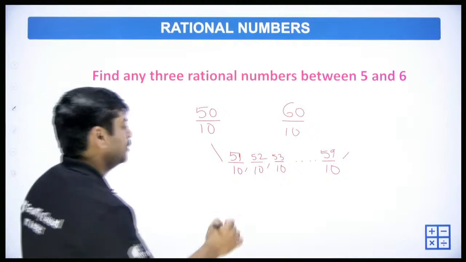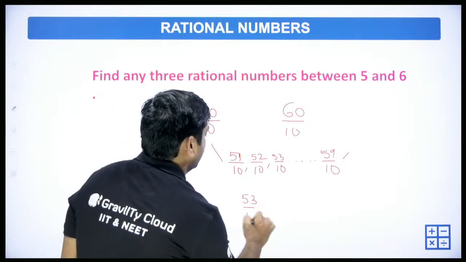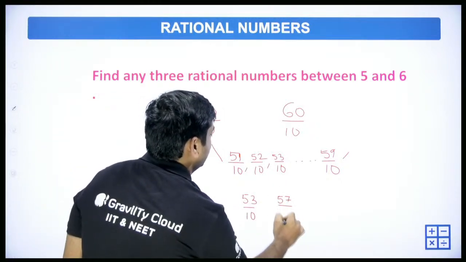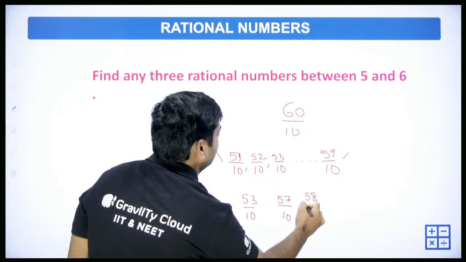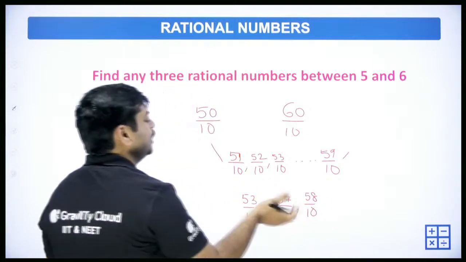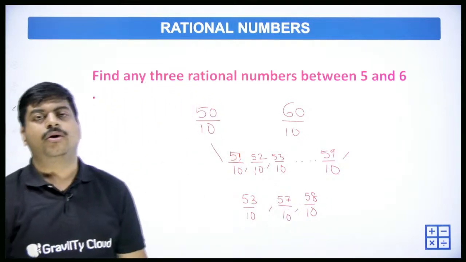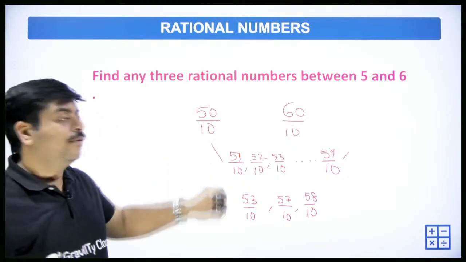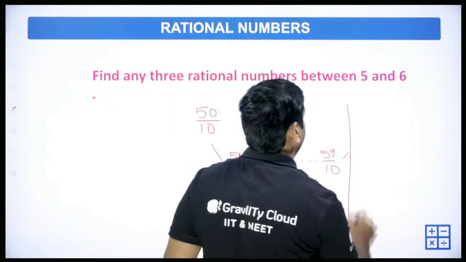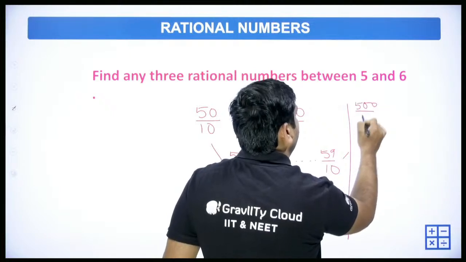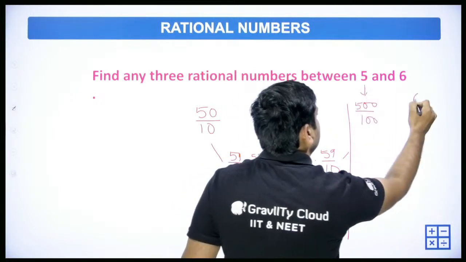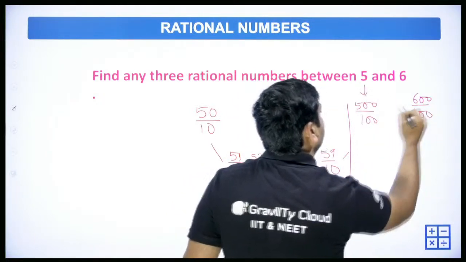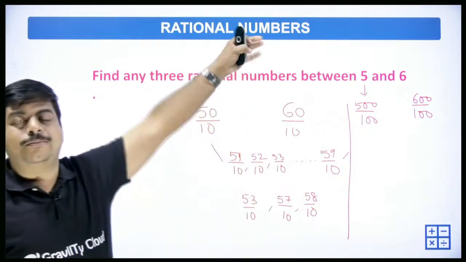So let's take any three numbers, 53 by 10, 57 by 10, and 58 by 10, or 59 by 10. So all these are the numbers in between them. All these are the rational numbers between them. Not only this one, you can also write 50 by 10 as 500 by 100, and you can write 600 by 100, and here you have a lot many options.